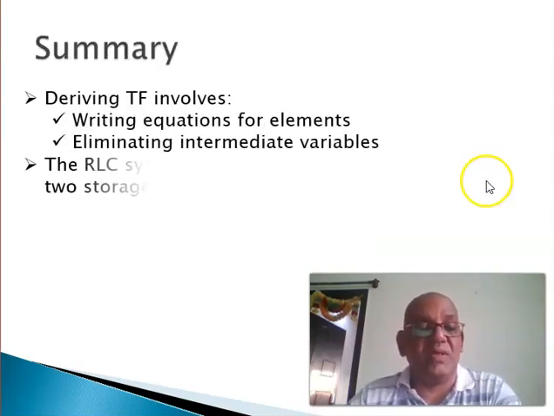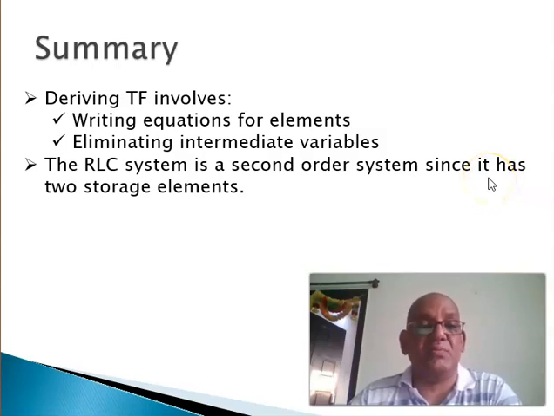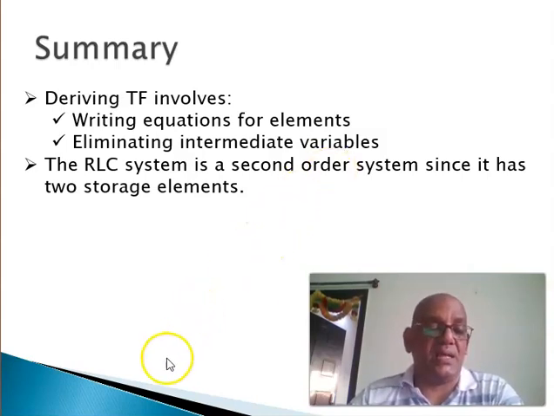Thus, in summary, deriving the transfer function of a system involves writing equations for individual elements using physical principles, then taking Laplace transform with zero initial conditions, imposing system level constraints, and eliminating intermediate variables to retain only output and input. The ratio gives you the transfer function. This RLC system we have seen in the example is a second order system. It has two storage elements, the inductance and capacitance.